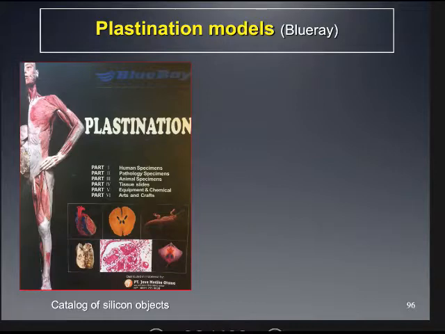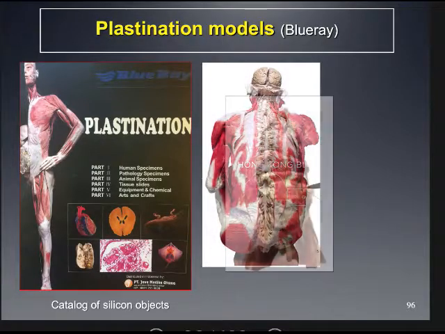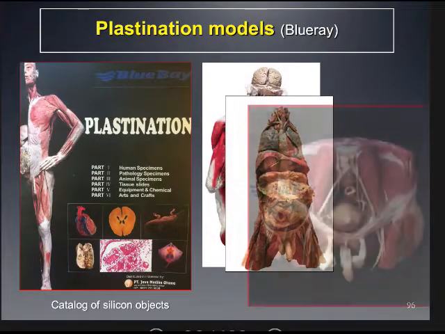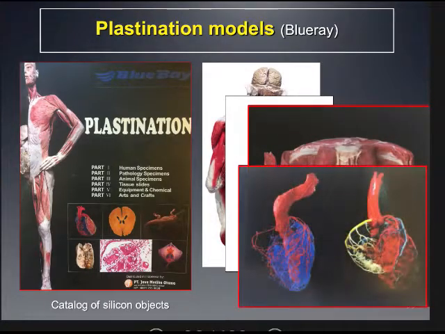Another interesting technique is plastination. You can see the catalog, which is a Chinese catalog here, producing a lot of pieces. It's silicone injection in the tissues. It's a very long and difficult technique, but it produces very nice results, which are real anatomy, very nice for teaching and learning, but very expensive also.